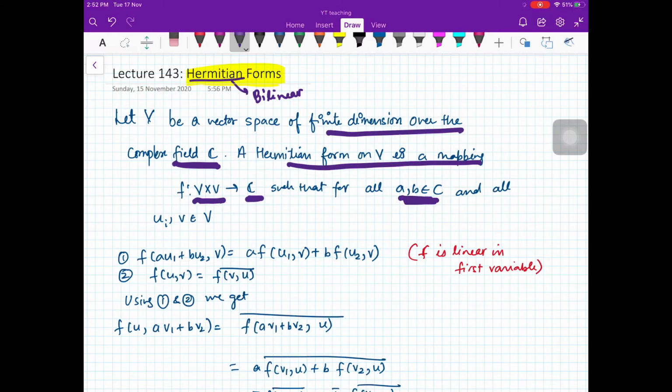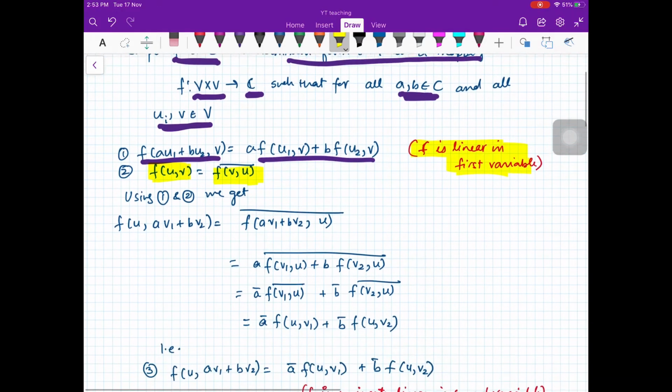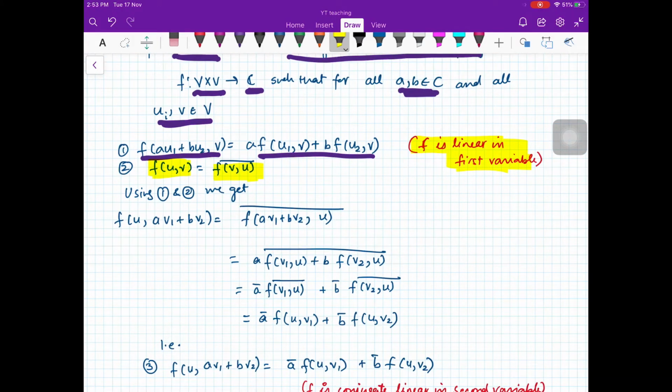A Hermitian form on V is a mapping from V cross V to C such that for all a in C and for all u, v in V, you have linearity in the first variable. So it means that f is linear in the first variable, and also you have f(u, v) is equal to the conjugate of f(v, u). Now if you use 1 and 2, then you can prove the conjugate linearity in the second variable.